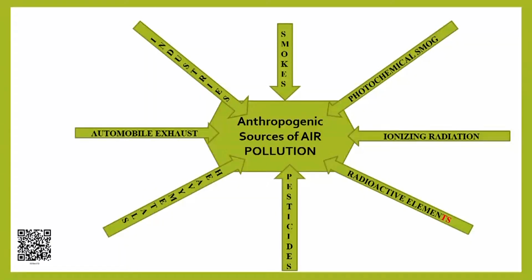So anthropogenic sources of air pollution, or human-made air pollution, are smoke, photochemical smog, radioactive elements, pesticides, heavy metals, automobiles and industries. Why do we want to study air pollution? The answer is because it is harming our body in many ways. So let us know what the ill effects of air pollution are.